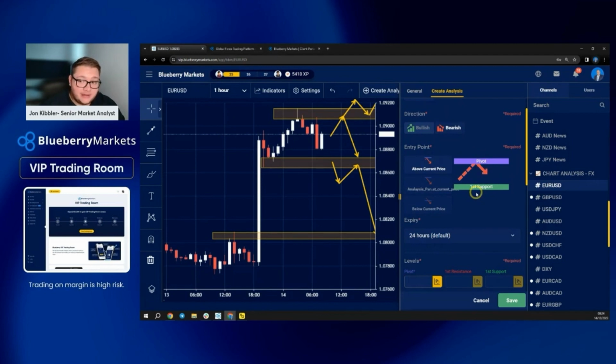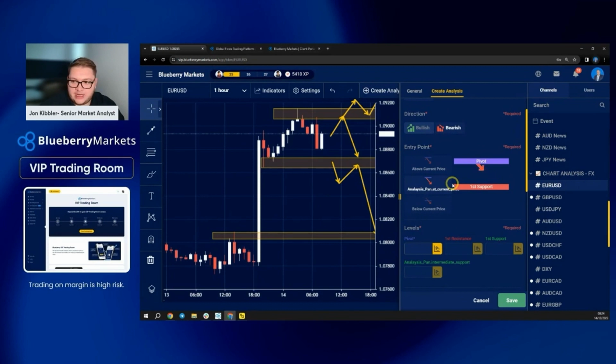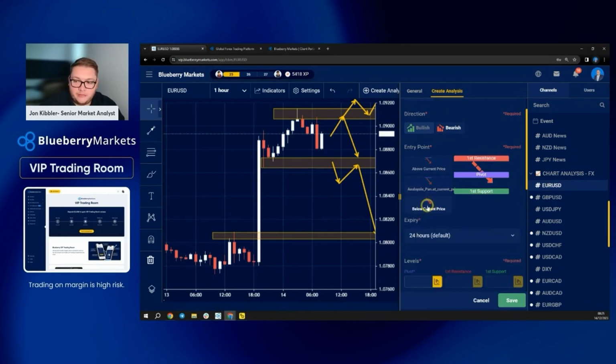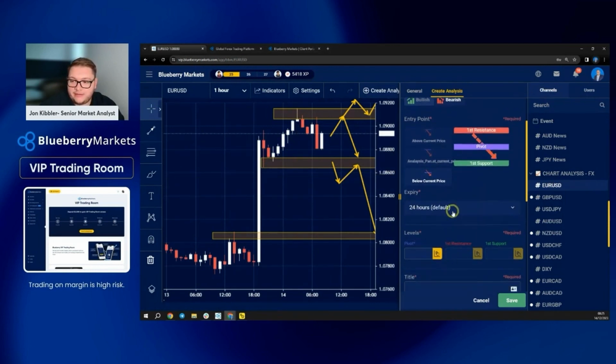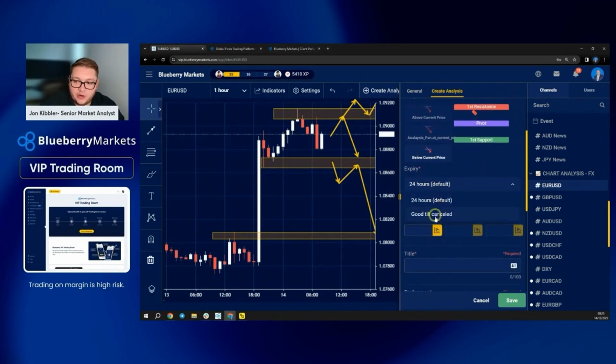That's like a sell limit order within the market, and then you've got current levels, so you want to be short now, looking for a move to the downside. Okay, so I want to be below current price because I'm looking to get short below this area here. You can then choose an expiry for this, so good until cancelled or 24 hours.